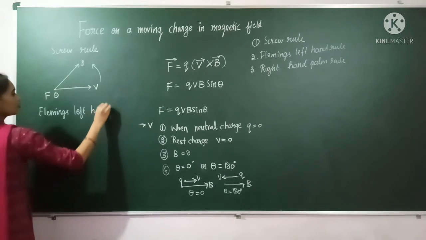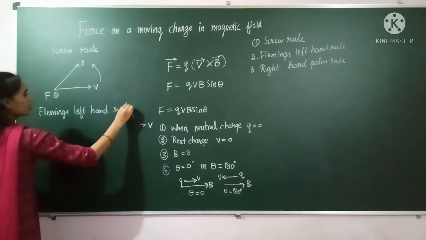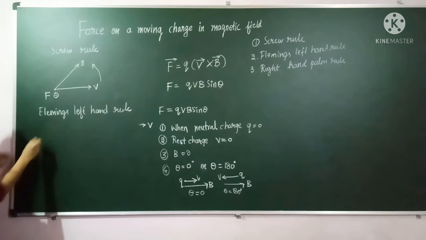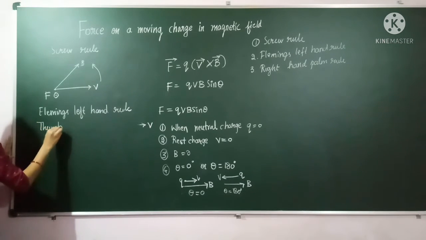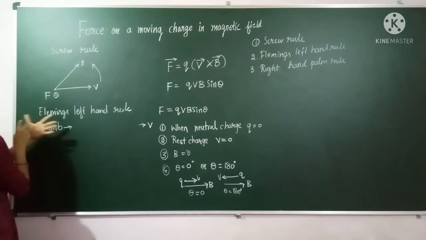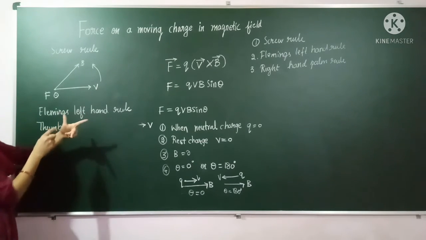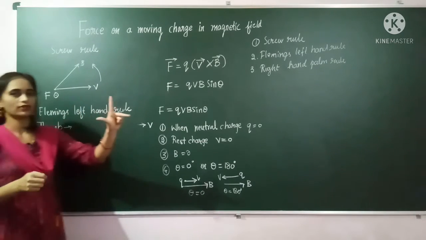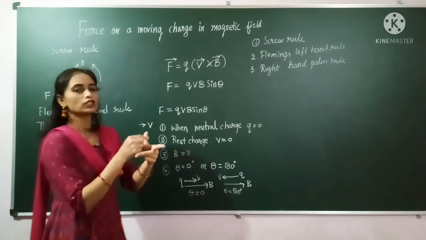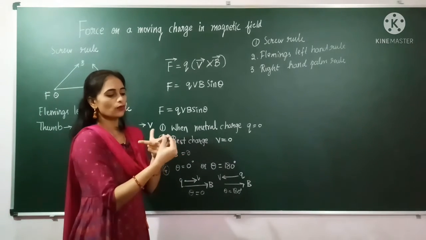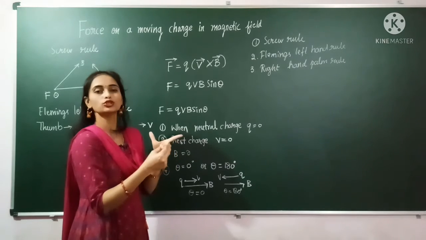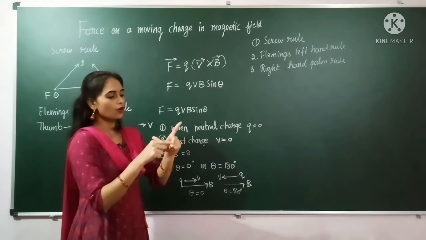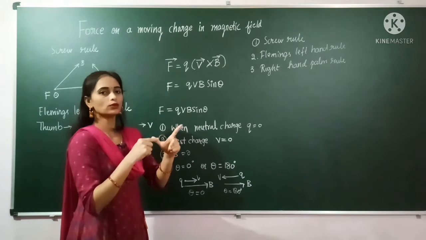In Fleming's left hand rule, you have to use your left hand and you can determine the direction. We use 3 fingers. This thumb shows the direction of force. This forefinger shows the direction of the magnetic field, and this middle finger shows the direction of current. All these 3 are perpendicular to each other.